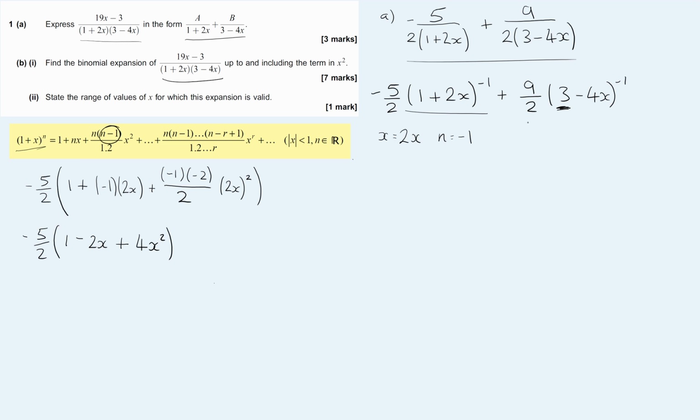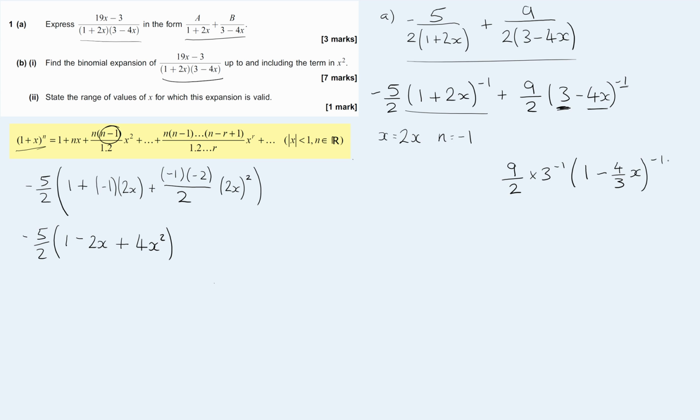So the 3 is going to come out the front, but it's not just a 3, it's 3 to the minus 1. So I've got my 9 over 2. I've got my 3 to the power of minus 1 because I've got a minus 1 up here, which leaves me with 1 minus. Now I've factorised out 3 from this bracket, so I'm going to be left with 4/3 because 4/3 times by the 3 would leave me with the 4. So it's 4/3 x to the minus 1.